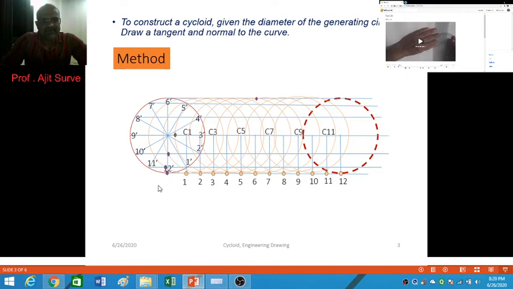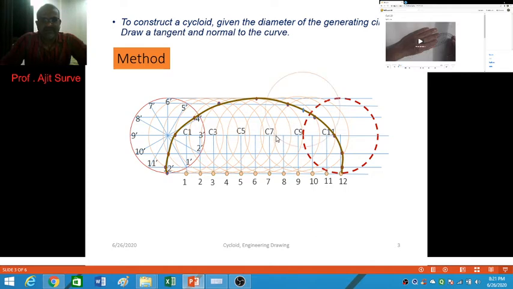Like this, we'll mark the points, and we'll go on marking the points, and we'll draw a smooth curve passing through all these points. This is known as a cycloid. I want to draw the tangent and normal to the curve. Suppose the point is given somewhere here, so I mark the point. Now I take the radius of the circle in the compass, I will cut the arc here, and I will get its center position.